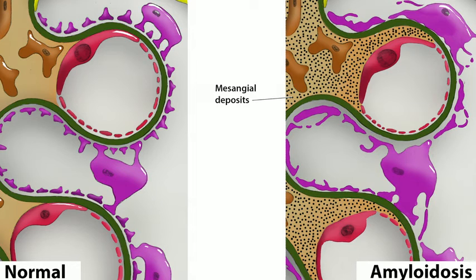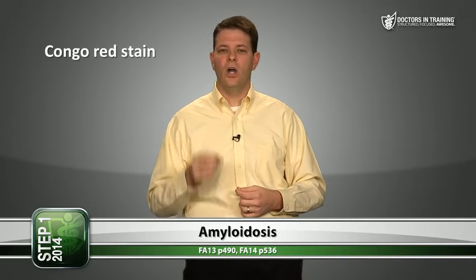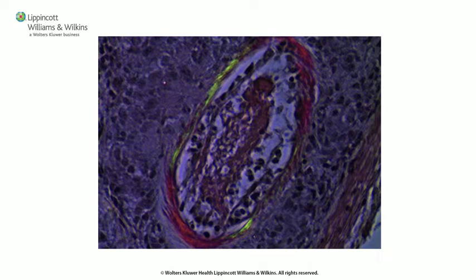Now, in our drawing, you can see massive expansion of the mesangial matrix, kind of like you saw with diabetes, and then tons of these amyloid proteins that are deposited in the mesangium. But the test you need to remember for amyloid is the Congo red stain. Congo red stain will cause the amyloid protein to light up bright green under polarized light, and that's called apple green birefringence. Now, we've seen this slide before, and obviously this is not a renal biopsy, but I'm just showing it to you to remind you what apple green birefringence looks like with Congo red stain of amyloid.